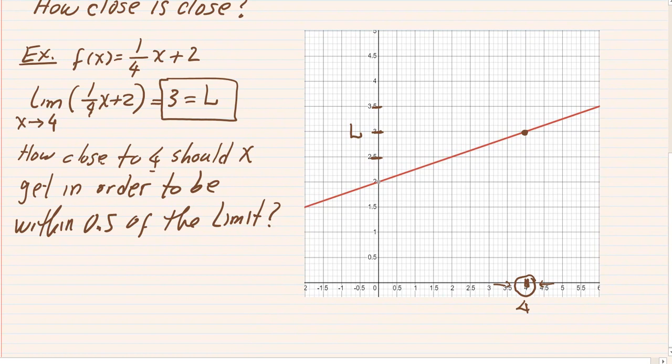So let's actually take a look at the graph now. Now, this would be L minus 0.5, which is 2.5. That's where I'm at. And that's where this is. And 3.5, that is L plus 0.5. Correct? Because remember, the limit is 3. So plus or minus 0.5 means give or take 0.5.